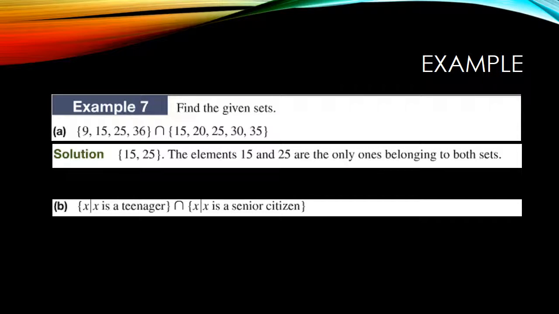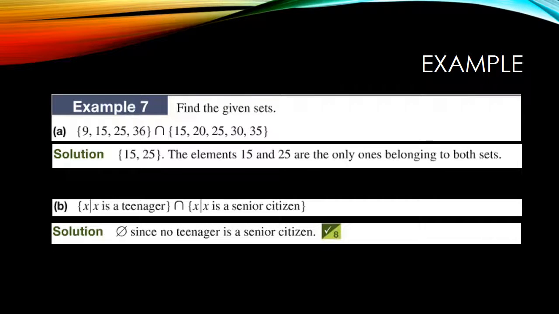Okay, again, A, pretty straightforward. It's easy to see. 15 and 25 are in both sets, so 15 and 25 would be the intersection. Part B is the empty set. No teenager is also a senior citizen, so there is no intersection between the two sets.